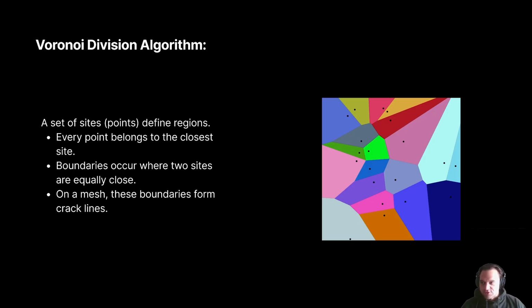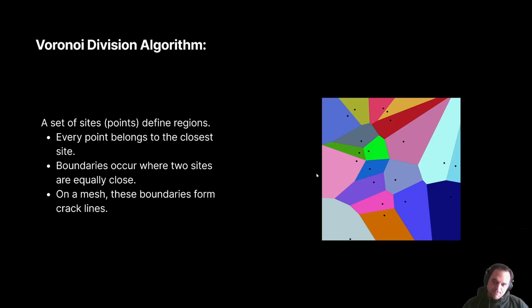So the Voronoi algorithm consists of a set of sites that are projected onto the geometry, and then every piece of geometry kind of decides which site it belongs to by evaluating which site is the closest. And so the boundaries that we can see here exist in areas where the geometry, in this case triangles, are equal distances from two of the sites. And so that is what will form these cracked lines.